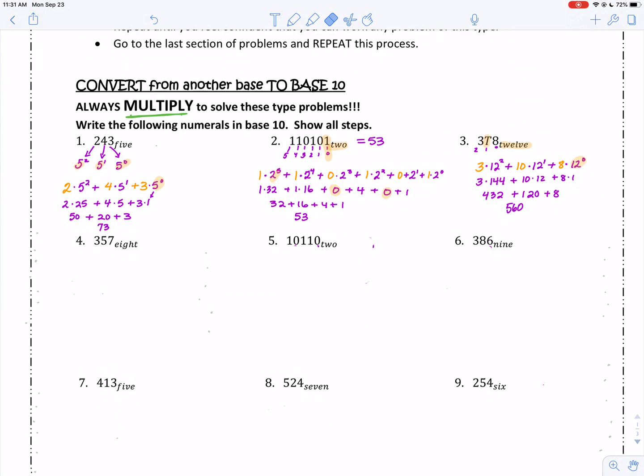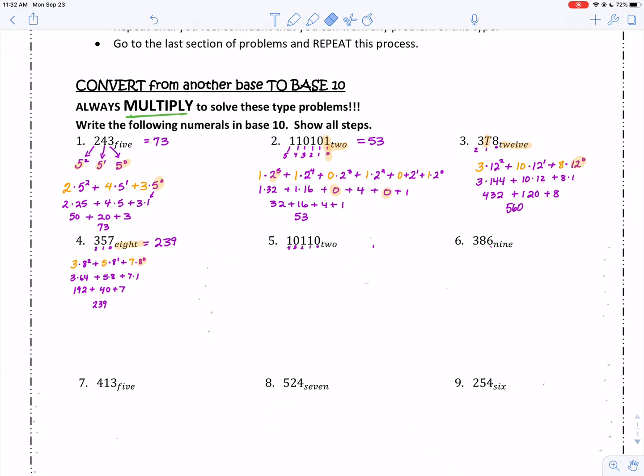Number 4, once again, we are going to notice that this is base 8. So we will use 8 to the 0, 8 to the first, and 8 to the second. Then we continue simplifying. Remember, 8 to the second is 64, and anything to the 0 power is 1. And we continue until we go down to 239. Again, pause and try number 5.